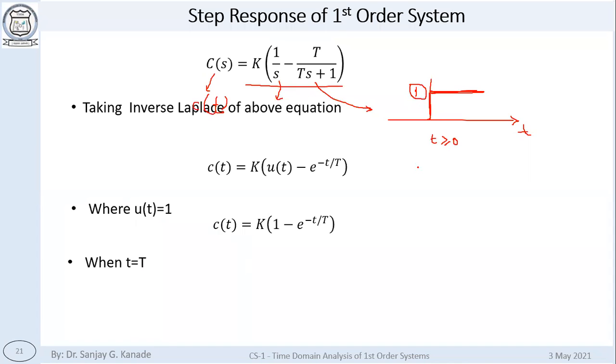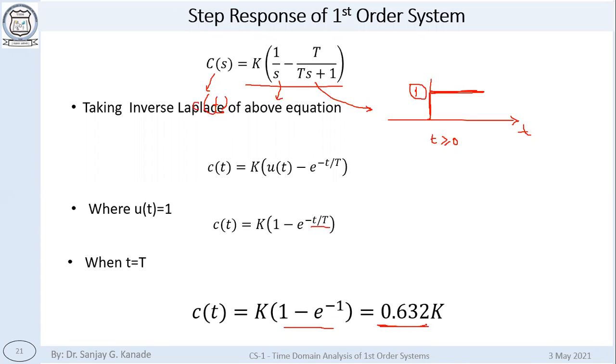Now when small t is equal to capital T, we are analyzing a particular case. Let's say the time constant is 2 seconds. When the time is 2 seconds, what would be the value of C of t in that case? Here t by T will be 1, so e raised to minus 1. If you evaluate this, that comes out to be 0.632. Do you remember this number?